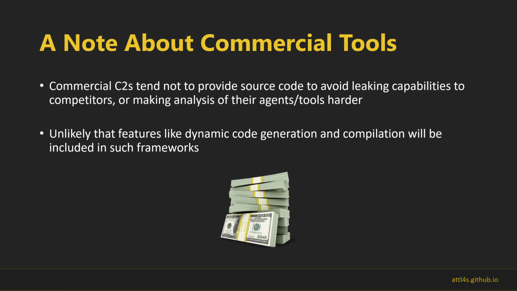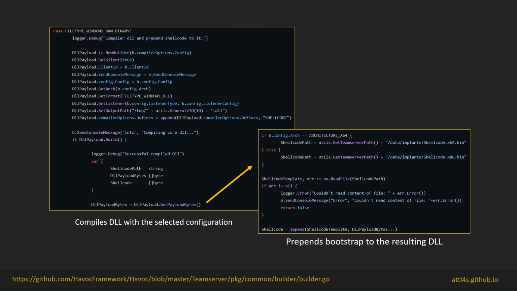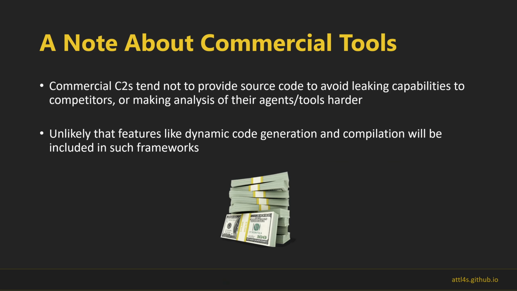So yeah, as a final note about commercial tools. Yeah, commercial tools tend not to provide source code to avoid leaking capabilities to competitors or making analysis of their agents' tools harder. So yeah, we're probably not going to see dynamic code generation and compilation in commercial tools because they would be leaking all the source code of their really important tools. So yeah, just as a note.